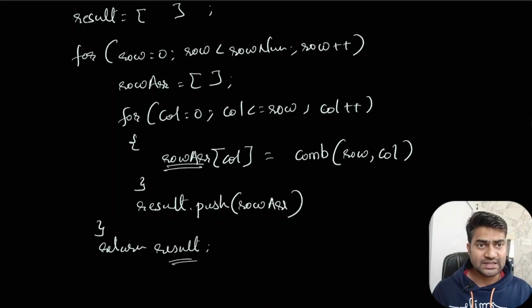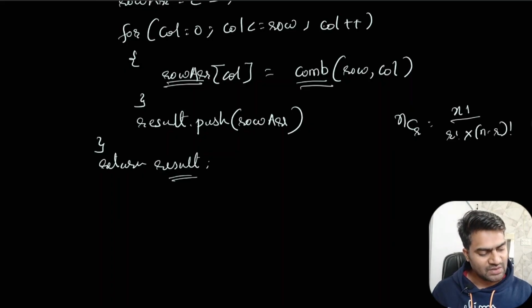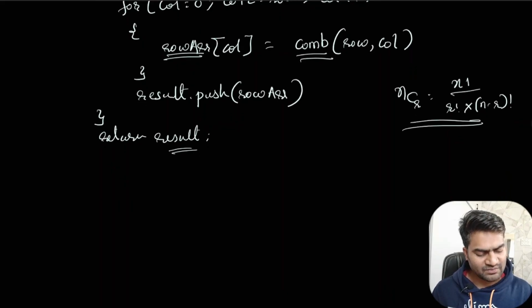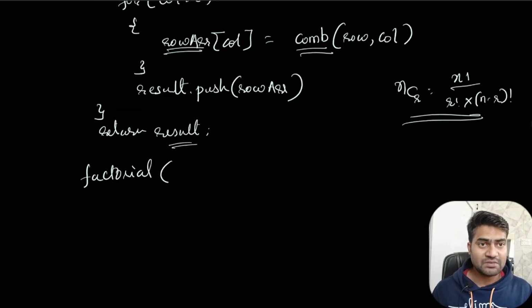Finally we will return our result array, which is the Pascal array. But how do we write this combination method? So we knew nCr equal to n factorial divided by r factorial into n minus r factorial, correct, right? So I will use that. So first we need a method factorial. So I will write a method factorial. It will take the value n.